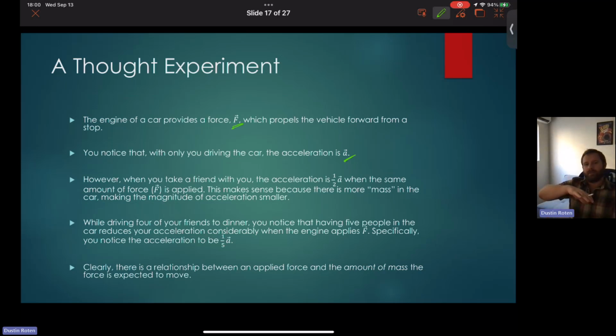Now, let's say you're driving 4 of your friends around to dinner. So there are 5 of you in the car, which reduces your acceleration by a lot. When you apply that force from your engine to the wheels, the same force vector, you notice that even though the same force is applied, your acceleration is decreased considerably to just 1/5 the acceleration. So clearly there's some sort of relationship between an applied force and the amount of mass that the force is expected to move, and how it does that.